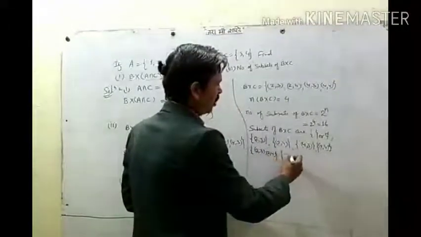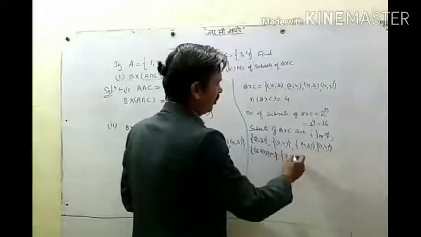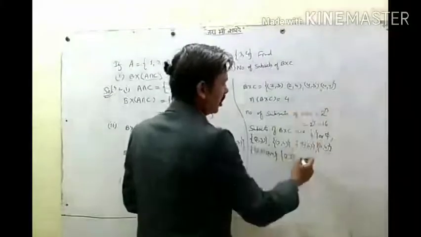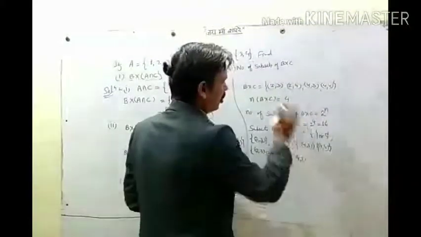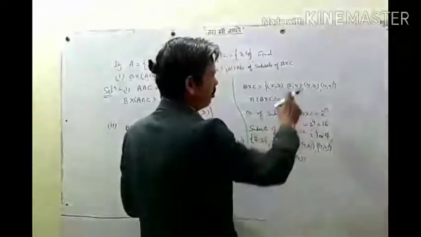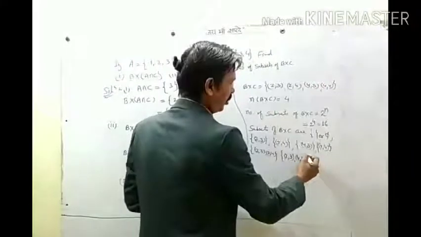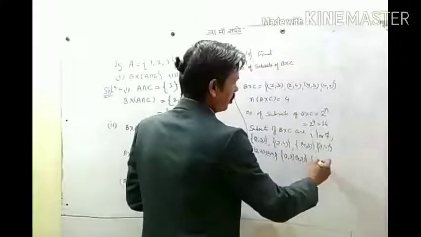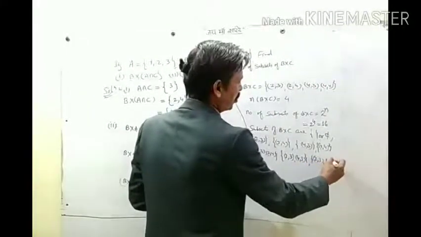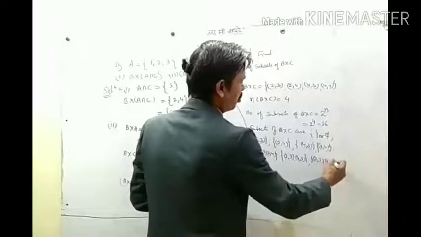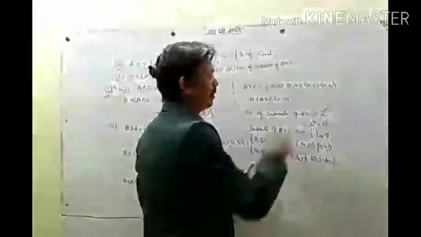Then 2, 3 and 4, 3 we can take. Group 2, 3 is fixed. Second element can be 2, 4 or can be 4, 3 or can be 4, 4. So with 2, 3 all other elements came here.